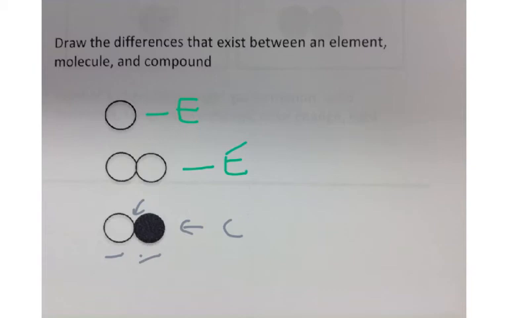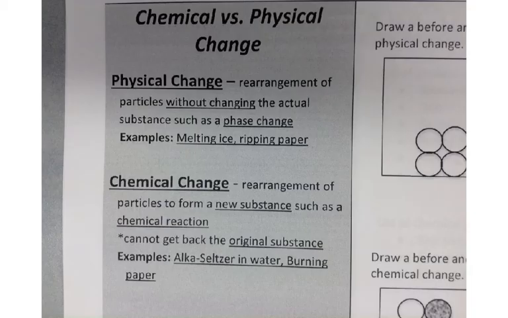Now, if I need to worry about molecule, a molecule just has to have a bond. This one does not have a bond, right there. But this one does, and so does this one. So both of these are molecules.